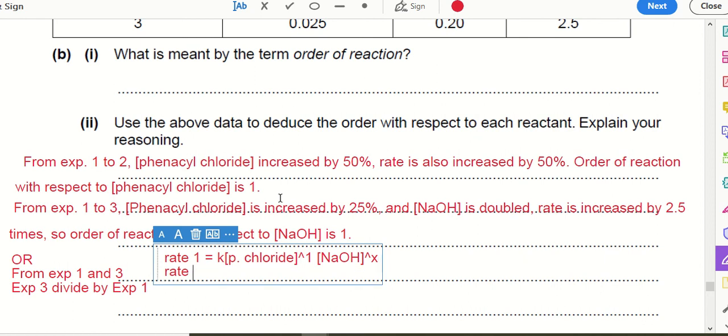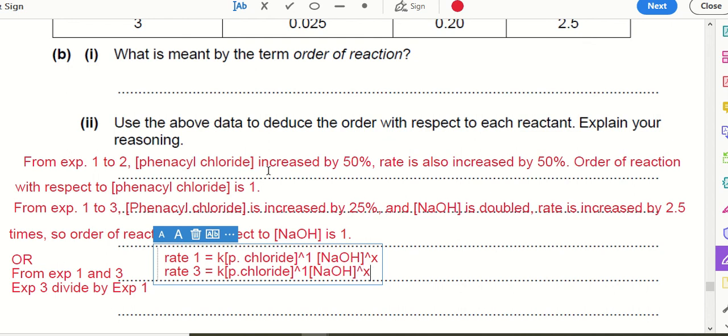So rate in experiment 1, I put rate 1, equals K, concentration of phenyl chloride to the power of 1, because the order of reaction with respect to phenyl chloride is 1. Concentration of sodium hydroxide to the power of x, because I do not know the order of reaction with respect to sodium hydroxide. Then rate for experiment 3, I'll put rate 3, equals K also, phenyl chloride again to the power of 1, and sodium hydroxide also to the power of x.